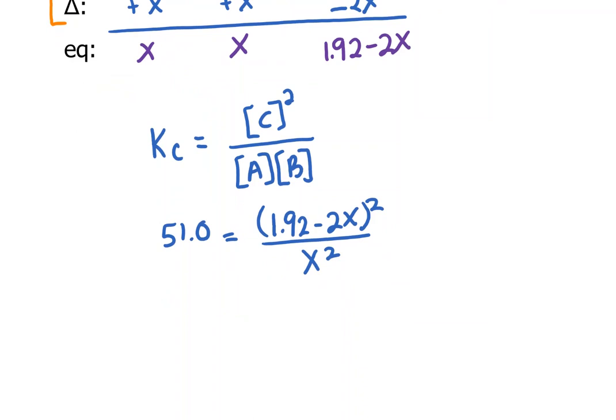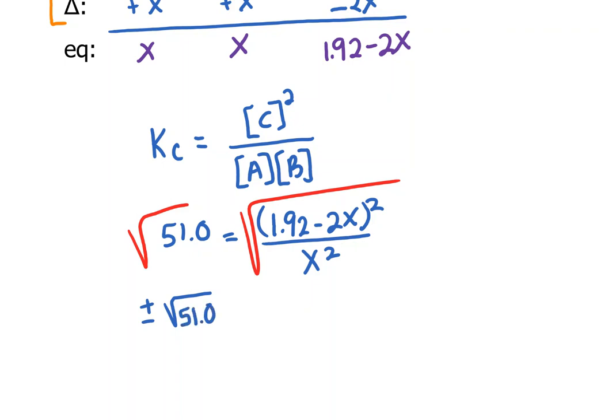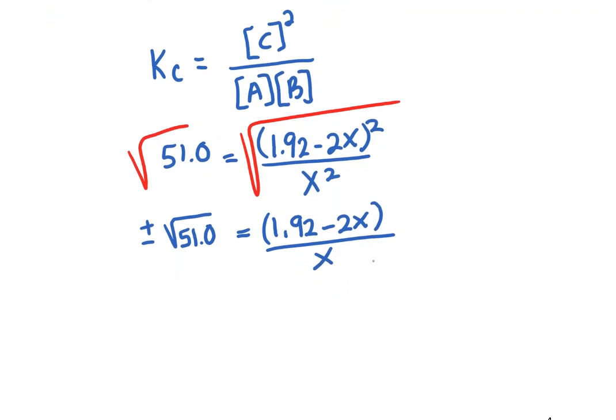Okay, and my goal is to solve for x. And so I have these things that x is squared, and it would be nice to get rid of those. And so one way I can do that is by taking the square root of both sides. And when I do that, I'm going to have plus or minus on this side the square root of 51, but on this side I basically get rid of the squares. Okay, and then I can continue, and I'm going to go ahead and take that and multiply both sides by x.